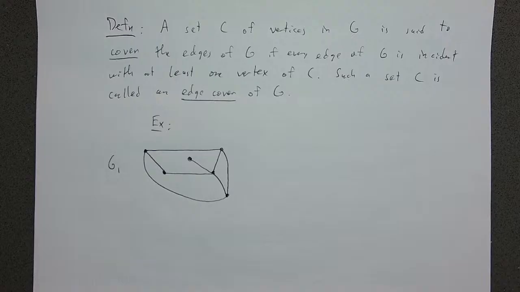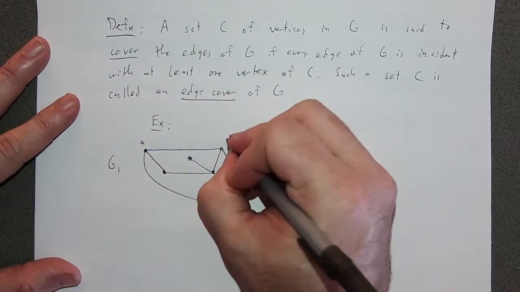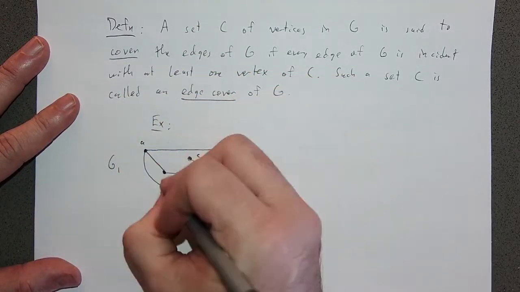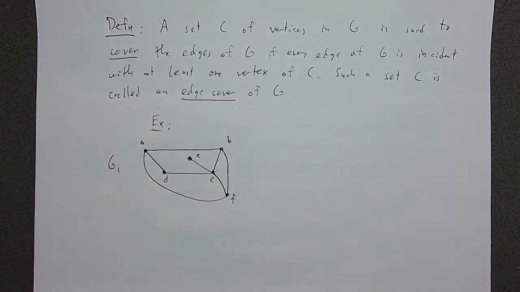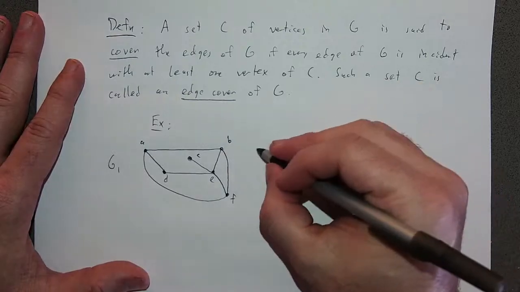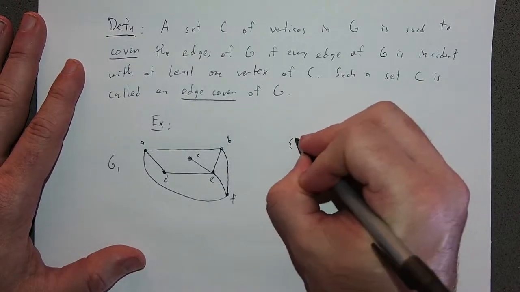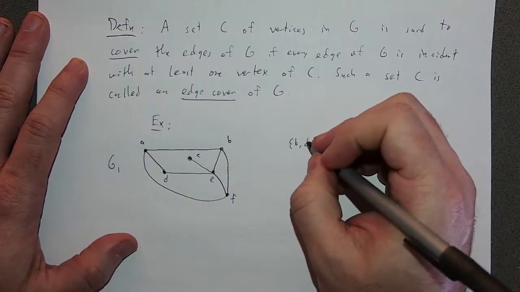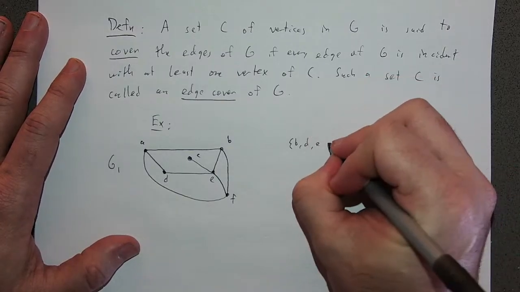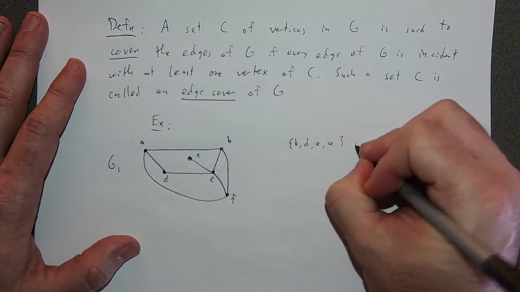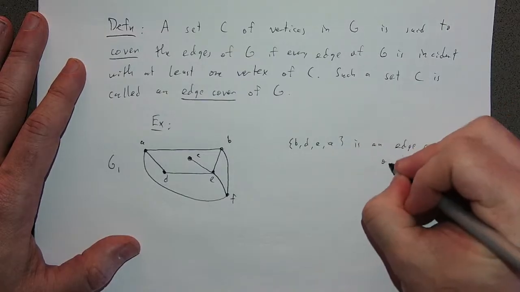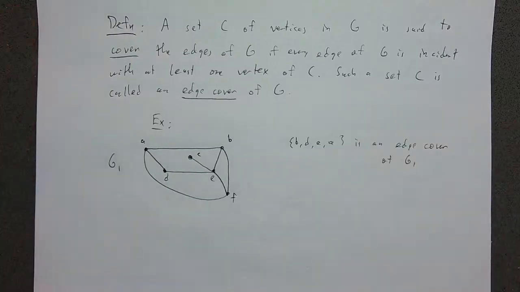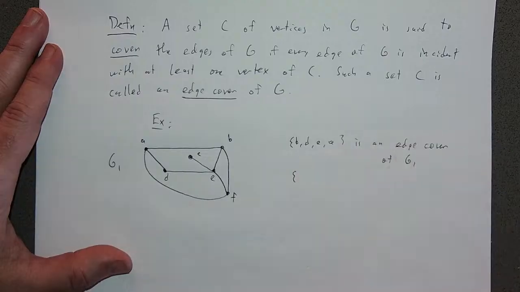Okay, let's label it. This is A, B, C, D, E, F. So G1 has edge cover B, D, E, A. Right? Can you find a smaller one?